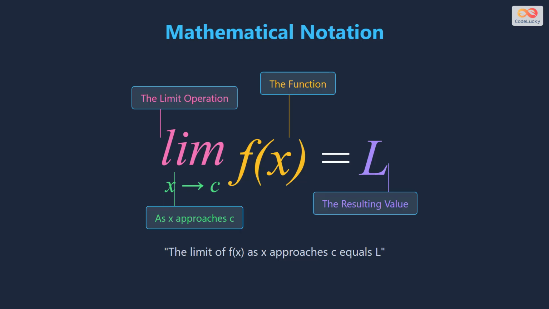Here is how we write it down. This symbol is read as the limit of f of x as x approaches c equals L. The lim stands for limit. The part below it tells us what variable is moving and where it is going. The function is what we are observing, and L is the value we expect to see. It is a precise way of saying, as x gets closer and closer to c, the function gets closer and closer to L.